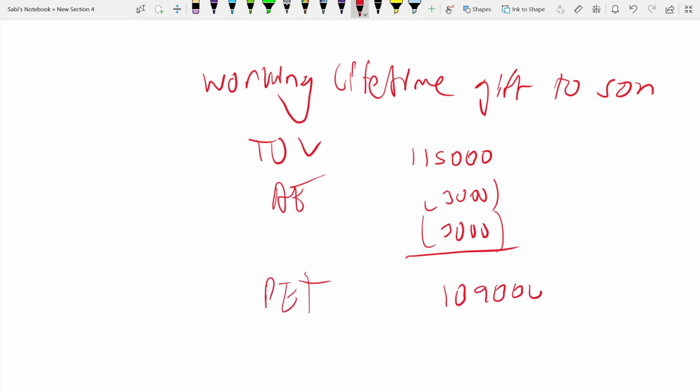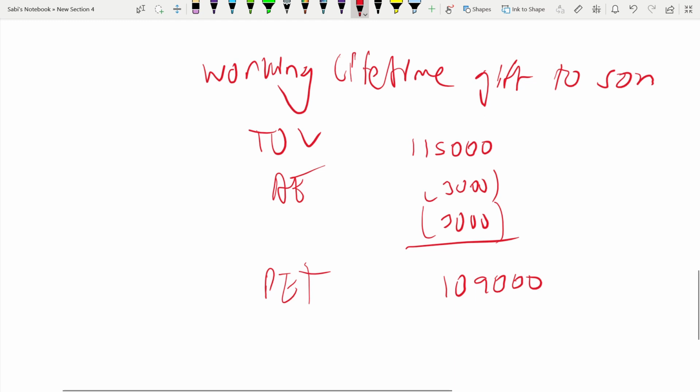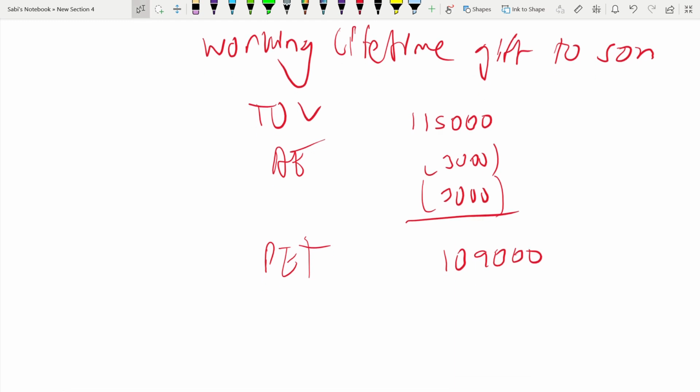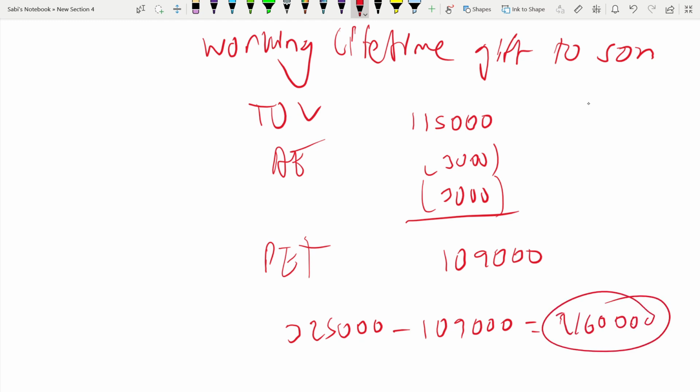109,000. That means from 325,000 you didn't pay any lifetime tax. This was PET. You have utilized this much. So 216,000. That means out of 325, 216,000 nil rate band you can utilize against the gross chargeable estate. You see?